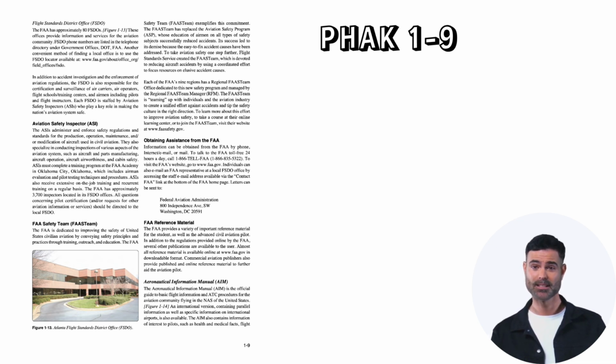In addition to accident investigation and the enforcement of aviation regulations, the FSDO is also responsible for the certification and surveillance of air carriers, air operators, flight schools, training centers, and airmen, including pilots and flight instructors. Each FSDO is staffed by aviation safety inspectors, ASIs, who play a key role in making the nation's aviation system safe.